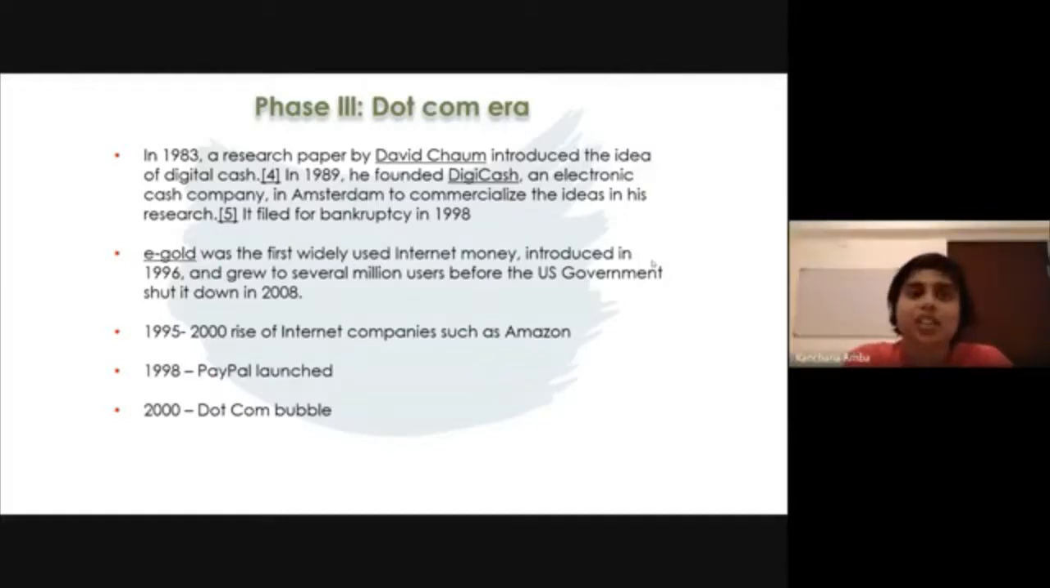Yeah. So the dot-com era is really where it's the dot-com, right? It's where the internet companies like Amazon really started, right? And in the late 80s to 90s, as we saw earlier, from 1985 onwards, the last phase of where internet and digital technology started rising.